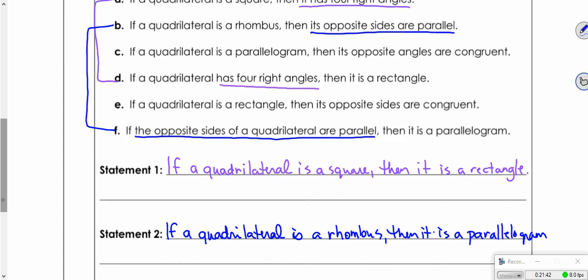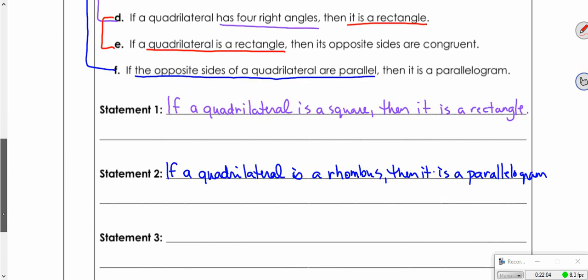Okay. Are we okay with those two? Somebody see another one? D and E, okay. So D and E, D has, it is a rectangle, and E starts with, if a quadrilateral is a rectangle, so we can definitely combine D and E. What would that give me as a statement? If a quadrilateral has 4 right angles, then its opposite sides are congruent.